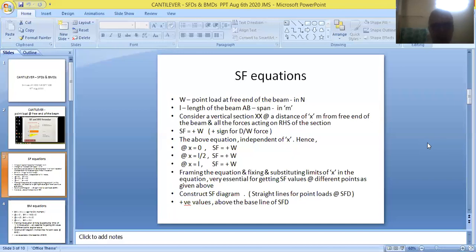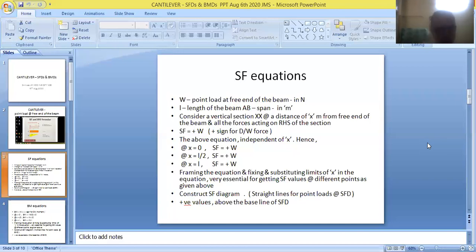After that, we have to consider all the forces acting on the right hand side of the section. Only one force is acting, therefore SF is written as capital W. This force is acting in the downward direction, so a plus symbol must be allotted for this value. So SF is given as plus W. Now this equation is totally independent of the x variable. Therefore, at x equal to 0, SF will be equivalent to plus W.